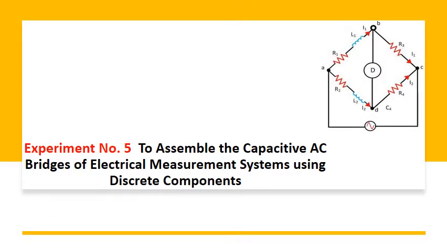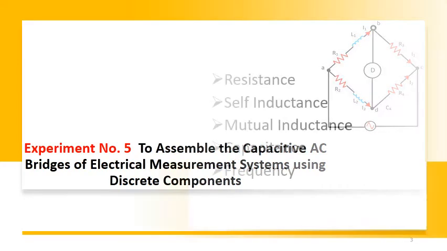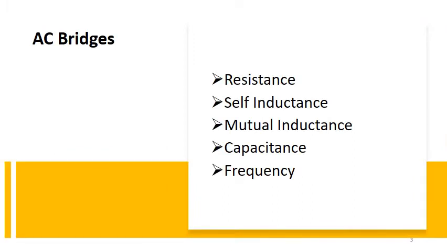Today we will discuss experiment number 5 of the lab manual, to assemble the capacitive AC bridges of electrical measurement systems using discrete components. First of all, we will have a look at the description of the AC bridges. The AC bridges are used for measuring the value of the unknown resistance, inductance and capacitance. The AC bridges are very convenient and give accurate measurement results.